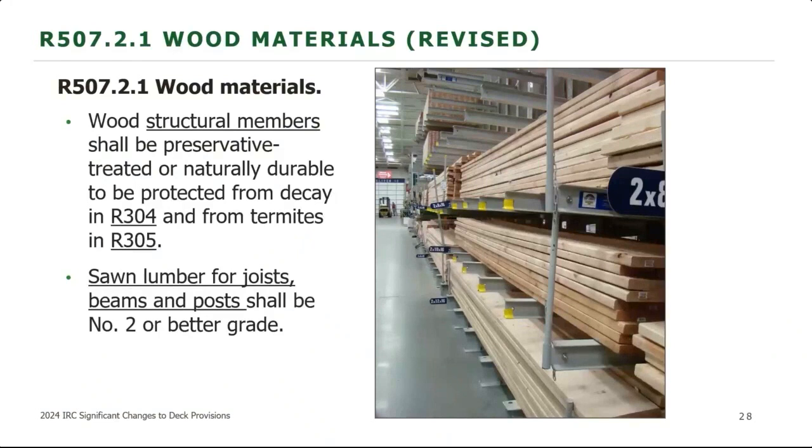R507.2.1 previously required all wood material to comply with the requirements for decay and termite protection, and the requirement for sawn lumber to be number 2 or greater. The 2024 IRC narrows that down to only require it for structural members, so it's no longer required for all wood on that deck. It also updates the reference to the decay and termite sections. Those changed to R304 and 305.